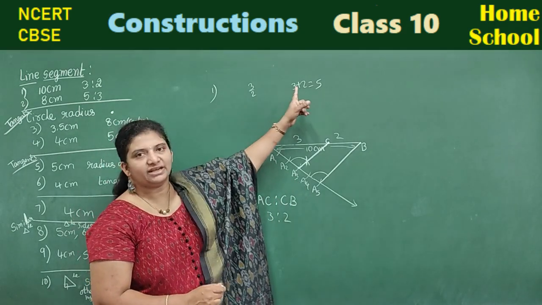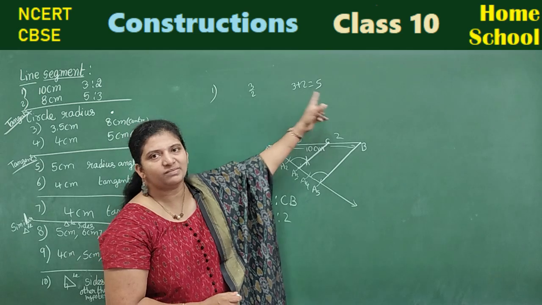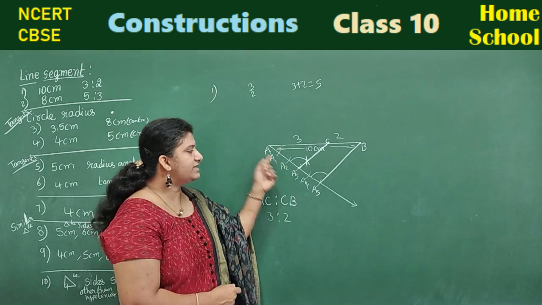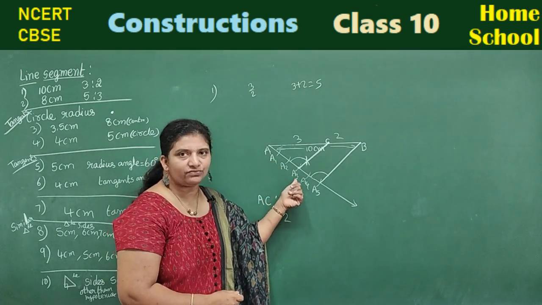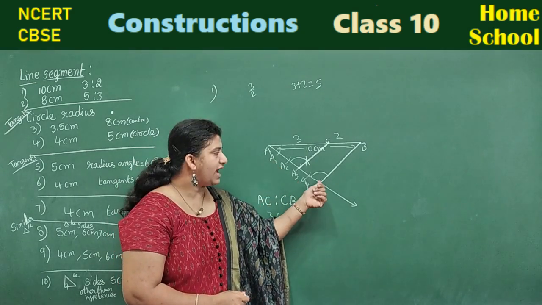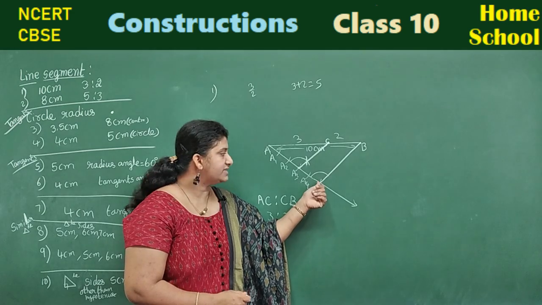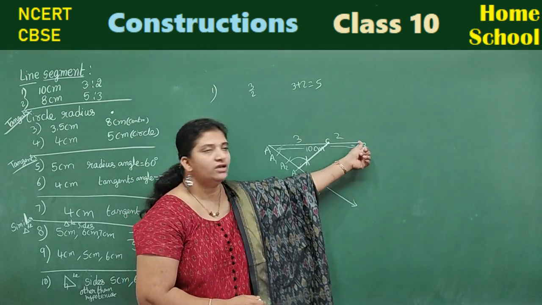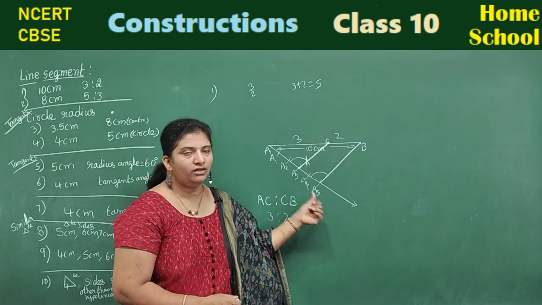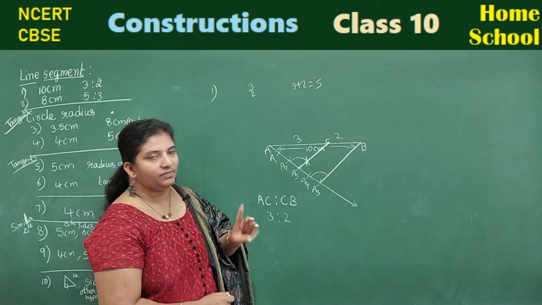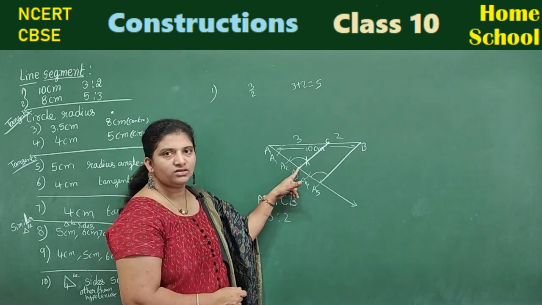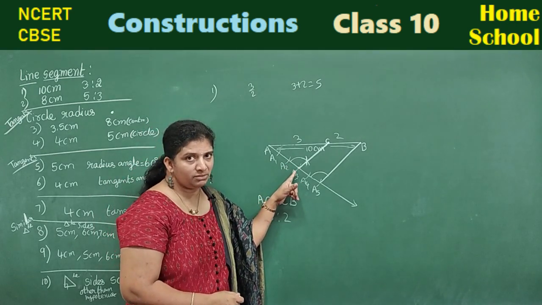Add the ratio, that is numerator plus denominator, 3 plus 2, 5. So on this ray, draw 5 arcs: A1, A2, A3, A4, A5. From the last arc's intersecting point, join to B. Okay. The numerator, what number do you have? 3, right? 3. From A3, so this is the point you need to remember.